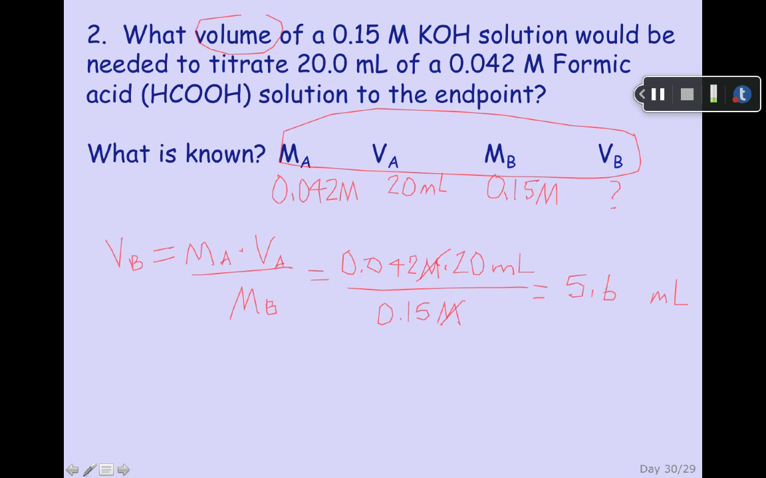and this time it comes out to be a round number without any extra digits. Is this a reasonable number of sig figs for this question? Go back and recheck the values. 0.15, that's 2 sig figs. 0.042, that's 2 sig figs, so you don't get any more sig figs than that in your answer. And so that's an appropriate answer to 2 sig figs.